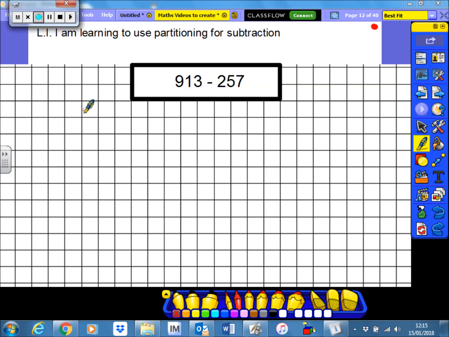Now for this final example we have two slightly larger numbers where in fact we would need to exchange twice. So again, if this was a formal subtraction sum, we would have to be doing 3 take away 7, which we can't do, and we'd have to be doing 1 take away 5, which we can't do. This way, we get to avoid both of those problems. So, we'll start off 913 minus 257.